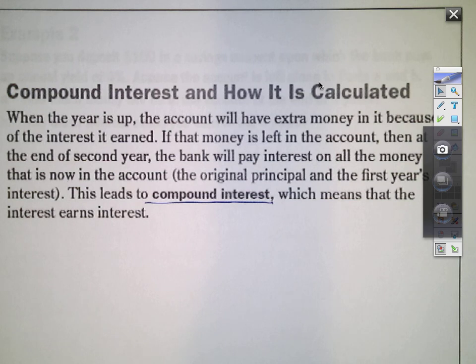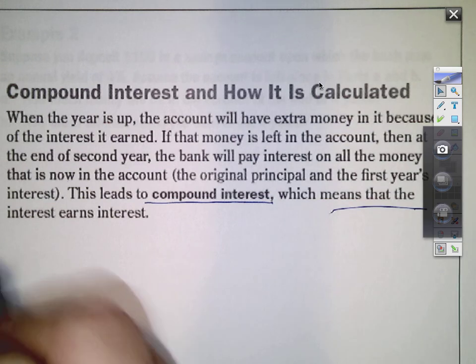Compound interest is very good, which means that the interest earns interest. So as long as you keep that money in there, that interest that you made from the previous year is going to make you money in the second year. And then whatever interest you made in the second year, you're going to make more money on in the third year, and so on and so forth. It's just a constant building of money that you are making, as long as you leave it sit in your account.